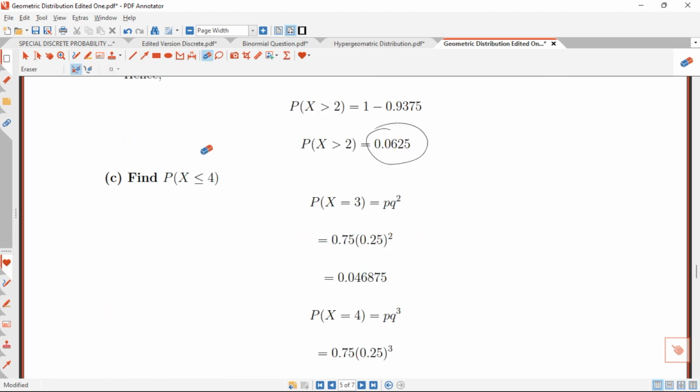And then question C says we should calculate the probability that our x is less than or equal to 4. So x is less than or equal to 4.